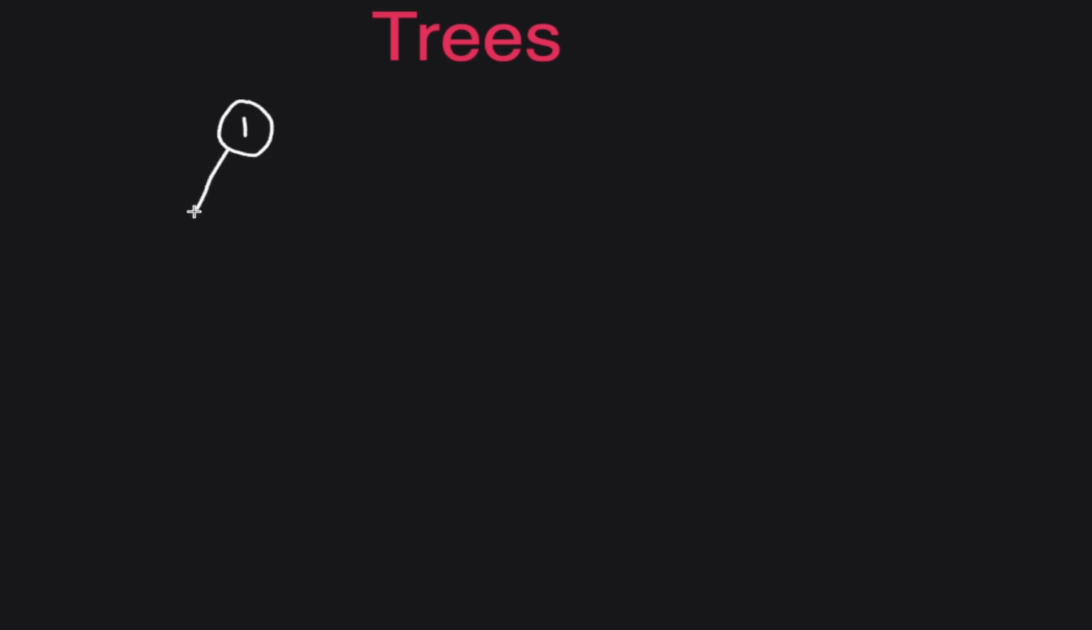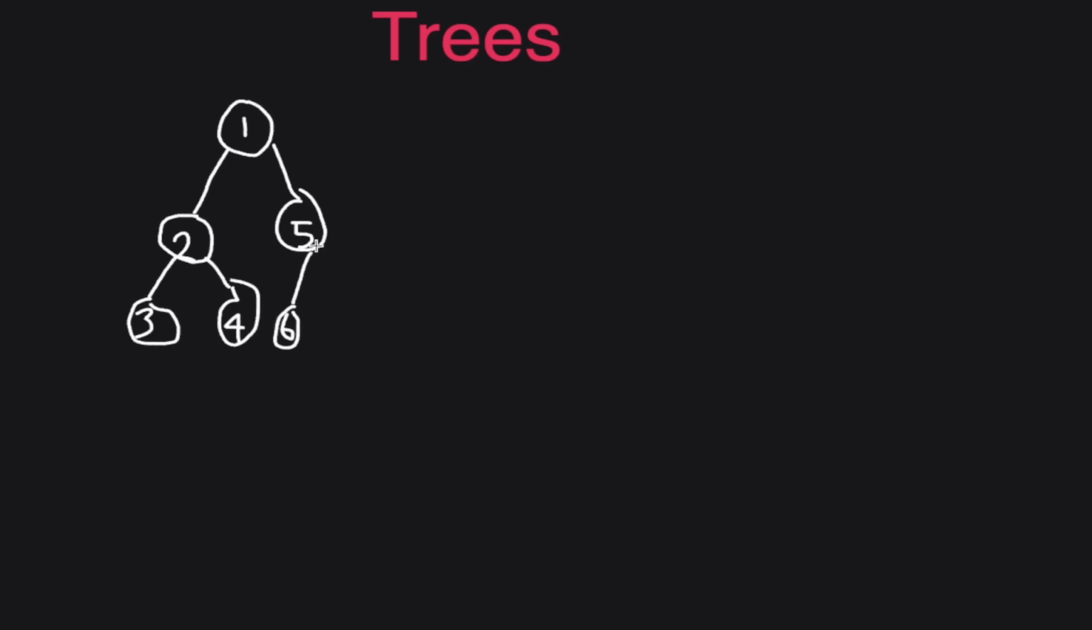And then we have a second node here. And then let's say that also has a third node connected to it. And then we have a fourth node here, let's say. Then we have a fifth node here. And then we could have a sixth node here. And we could have a seventh node here, for example.